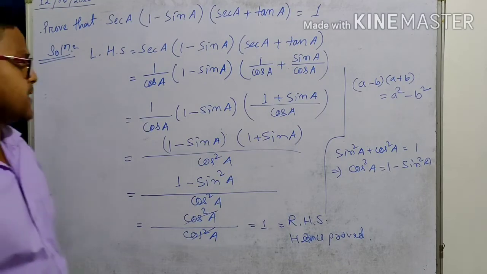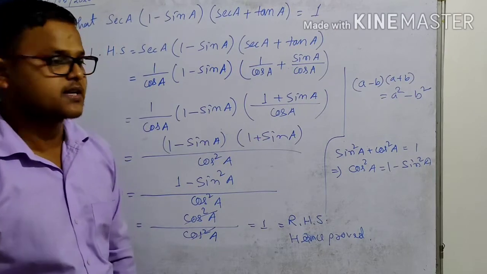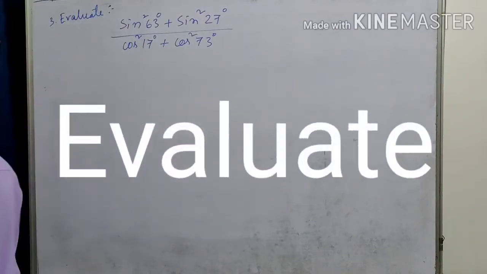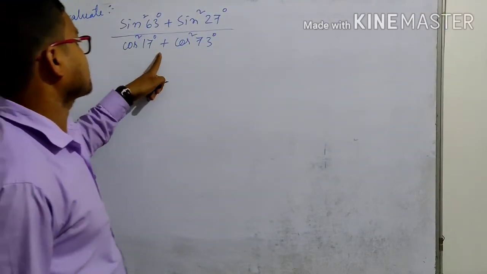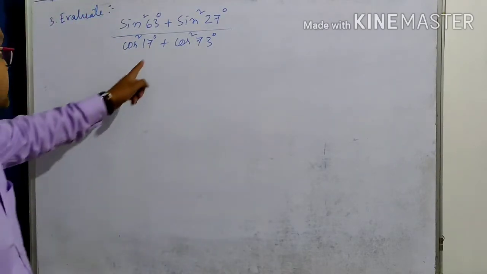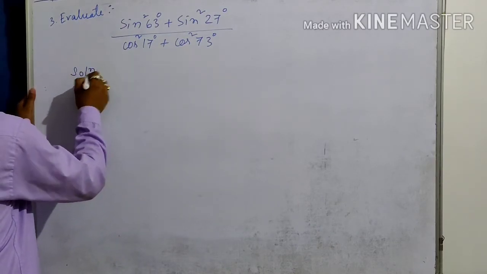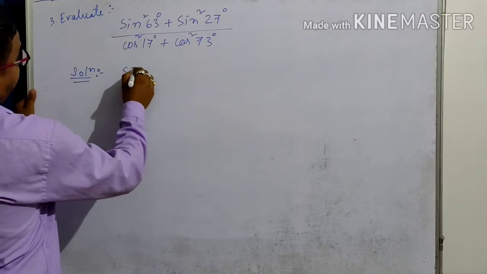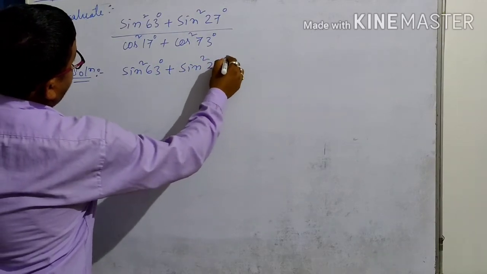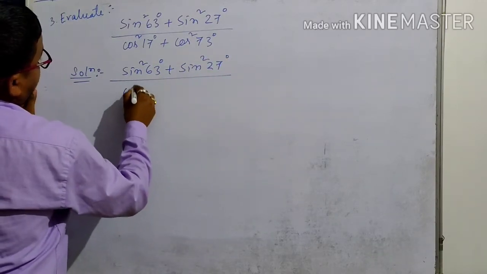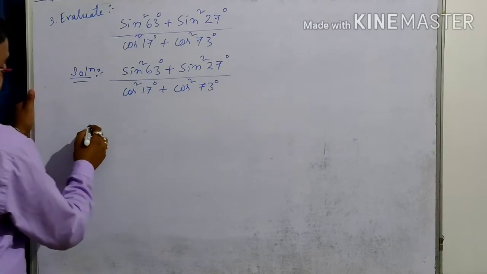You have to remember the steps. So I take another problem. Evaluate sin square 63 degree plus sin square 27 degree divided by cos square 17 degree plus cos square 73 degree. So how we can find the result? Let's see. Sin square 63 degree plus sin square 27 degree divided by cos square 17 degree plus cos square 73 degree.